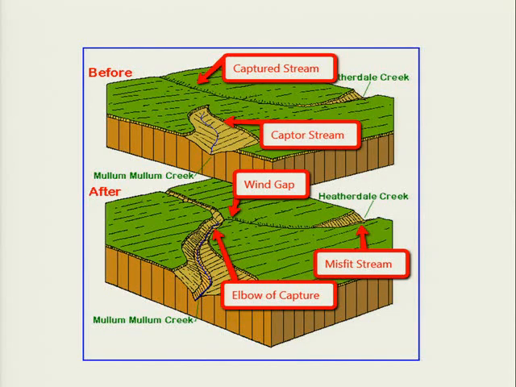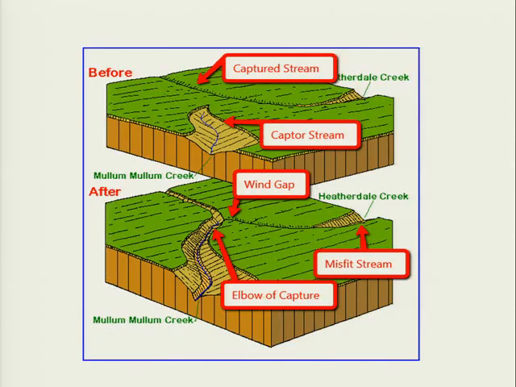Let's make sure of these features. Does everybody understand what the capture stream is? That is the pirate. The captured stream, that is the victim. That is the one from which the water is going to be taken. The elbow of capture, that is the point where the piracy took place. And then further on you will see there is a misfit stream.